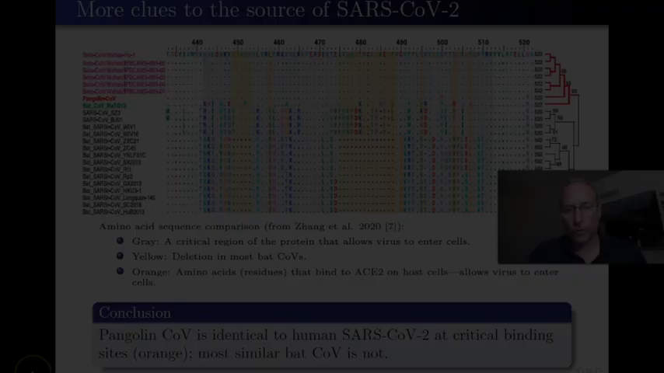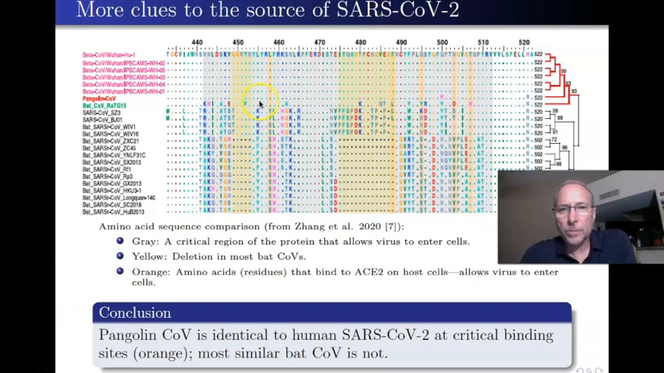4, 5 orange sections. The reason they're focusing on these orange sections is because these are the exact amino acid residues that bind to that ACE2 receptor. And the reason why that's important is because that's how the virus gets into the cells. So the mechanism by which these SARS-CoV-2 get into cells critically depends on what amino acids are at these orange sites. Now, compare all of these human SARS-CoV-2s to the pangolin CoV.